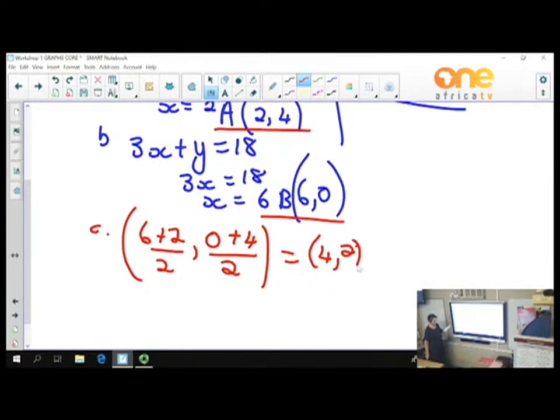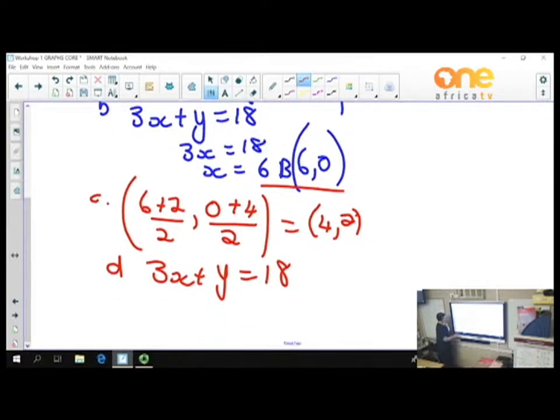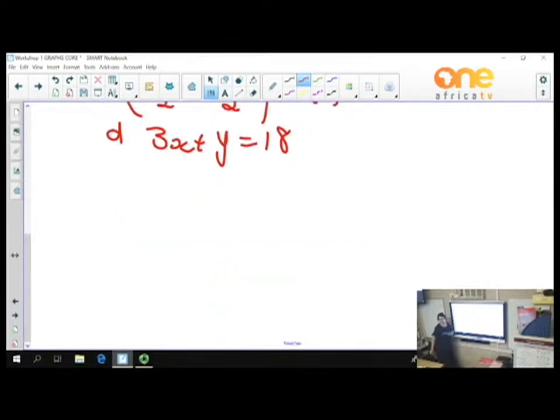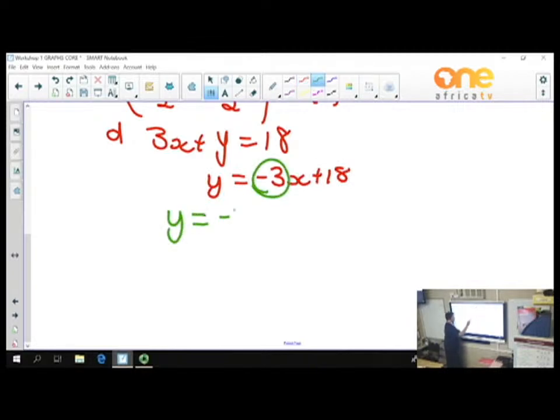And then they say find the equation of a line parallel to that line. So if it is parallel, now just remember this one, 3x plus y is equal to 18, is not in standard form. So it means you do not have a gradient at this stage. Right? So what is the gradient of this one? So m is negative 3. So the equation will be y is equal to negative 3x plus c.